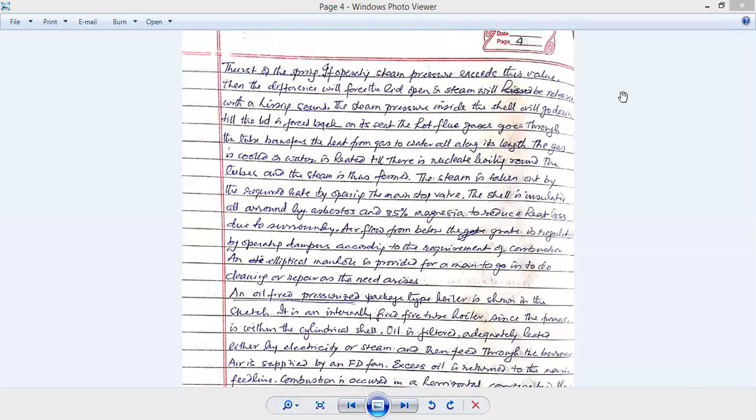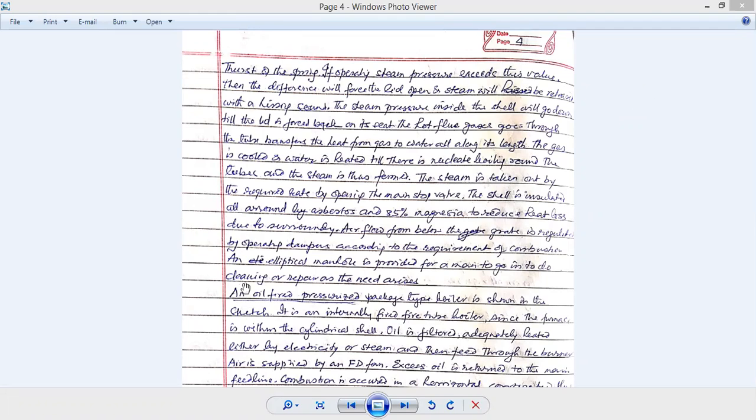The airflow from below the grate is regulated by operating dampers according to the requirement of combustion. An elliptical manhole is provided for a man to go inside for cleaning and repair as the need arises. So we should have a manhole here, which is required to go inside the boiler after clearing out all the burning water, so that he can look into any problem coming up in the boiler itself.